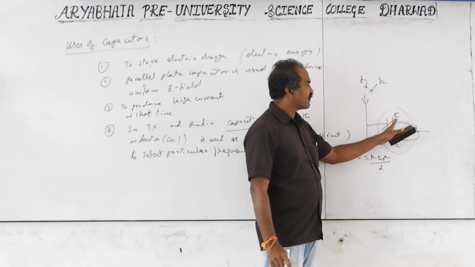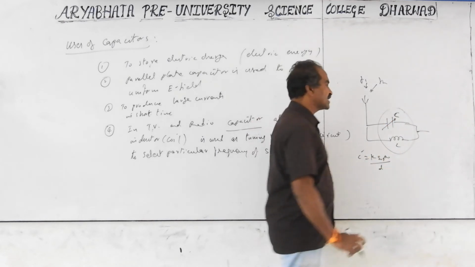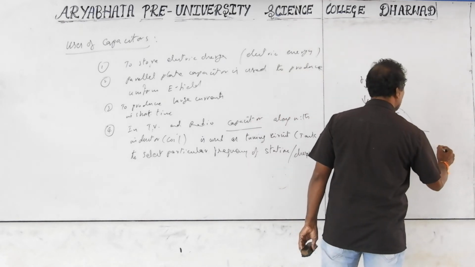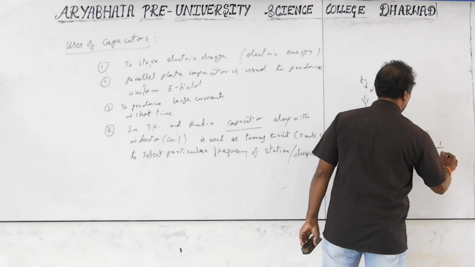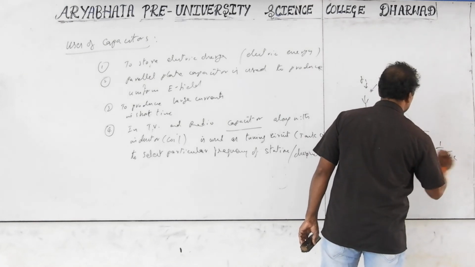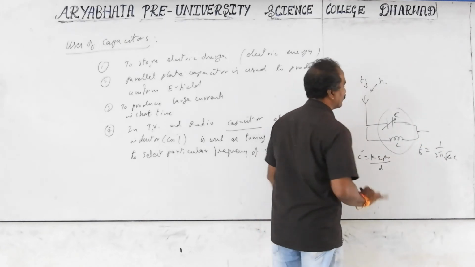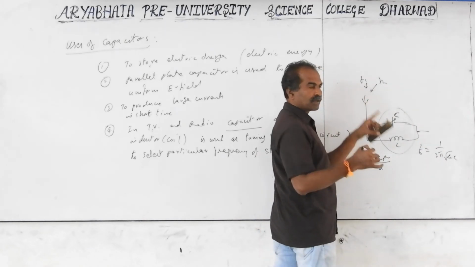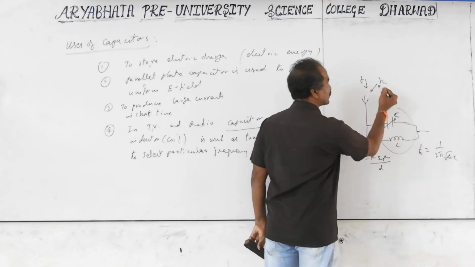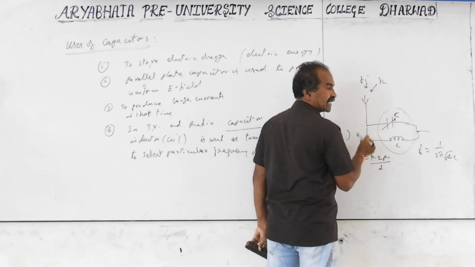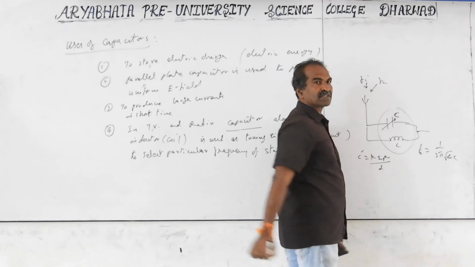For that purpose, the particular frequency depends on these L and C values. The frequency formula we have is f equals 1 by 2 pi under root LC. We will have a separate topic for that, so don't worry now about knowing everything. If this frequency matches F1, only that frequency will be selected. If it is equal to F2, that particular frequency will be selected.